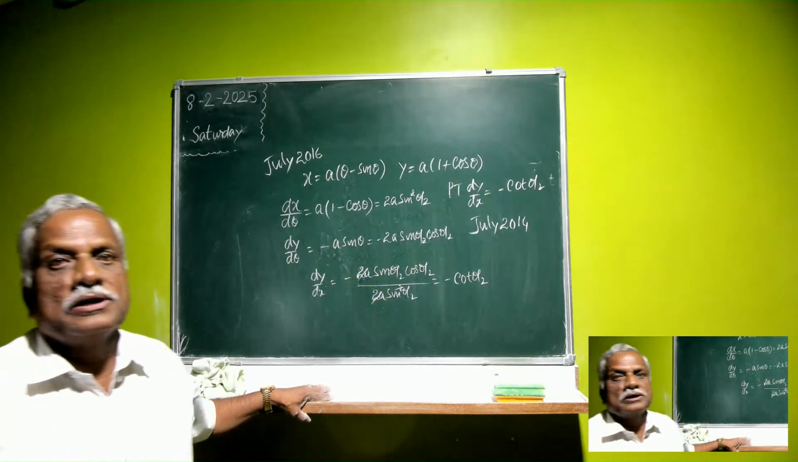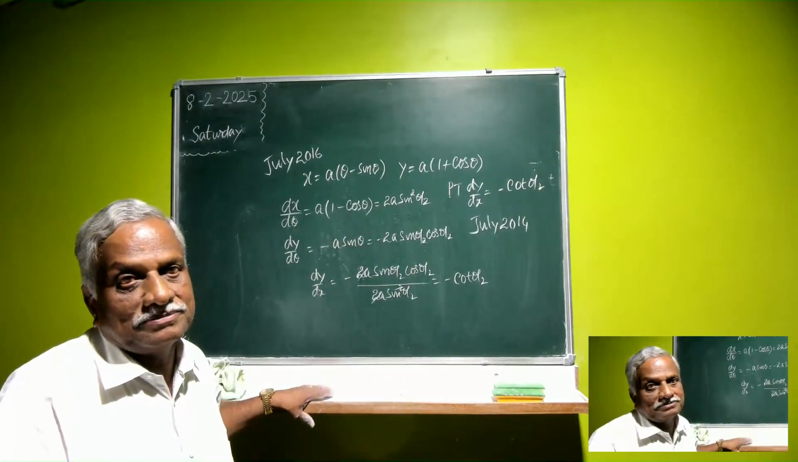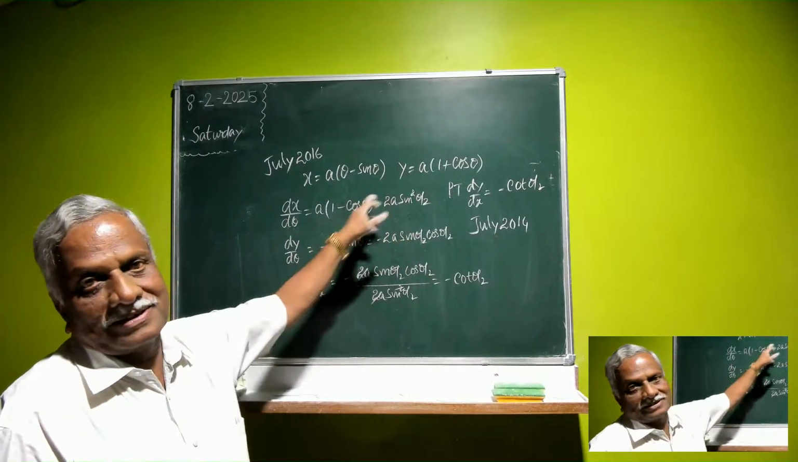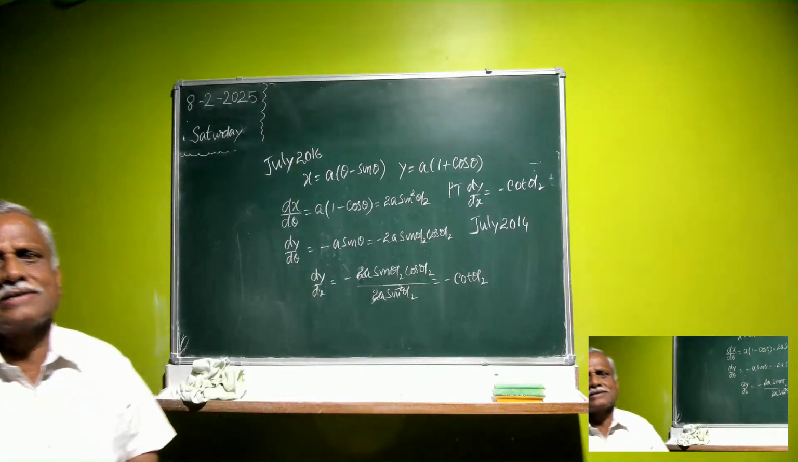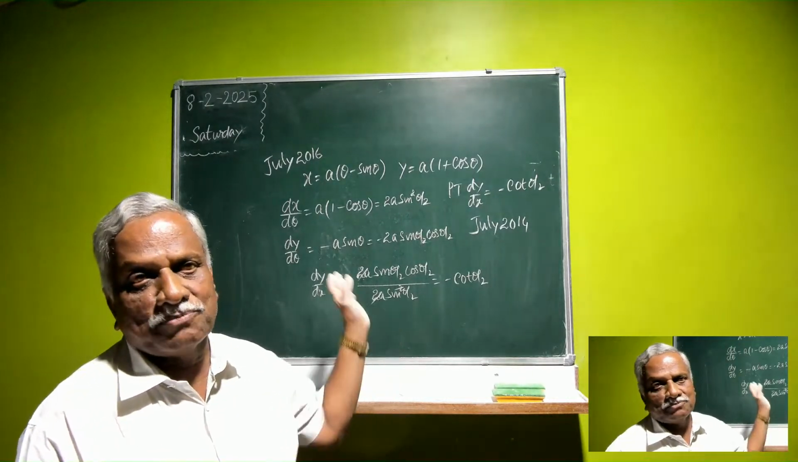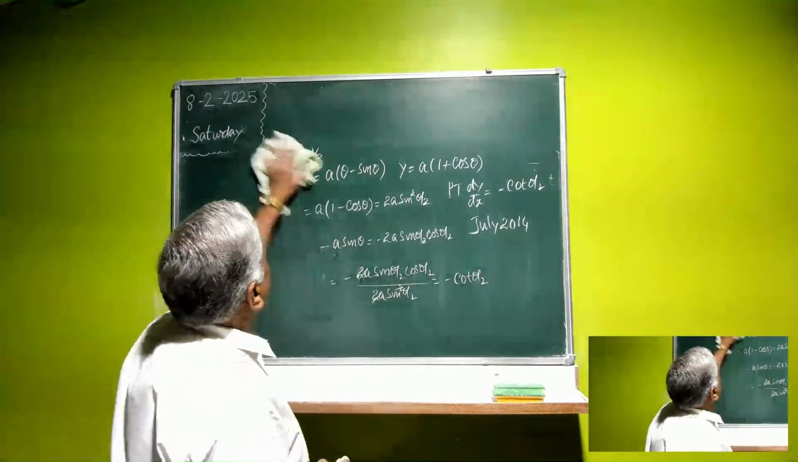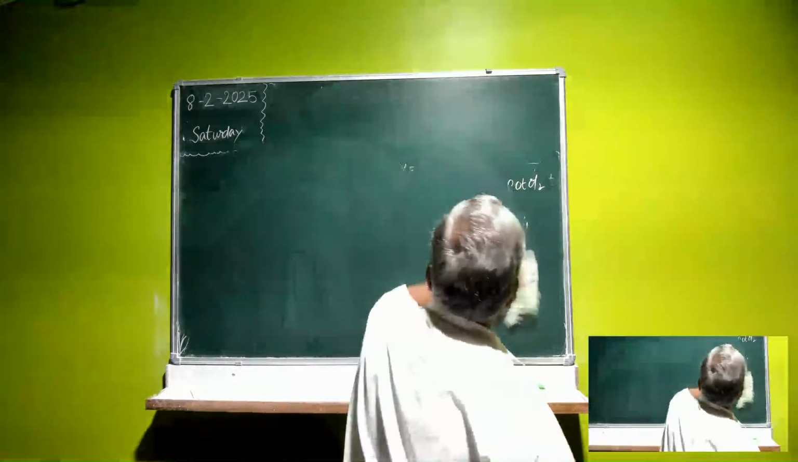So in July 2014, the answer was minus tan theta by 2, because there we had 1 plus, and the formula is different. Examiners also explain these things by changing the minus or plus sign. But anyway, the procedure for both the problems is the same. We'll move on to March 2017.